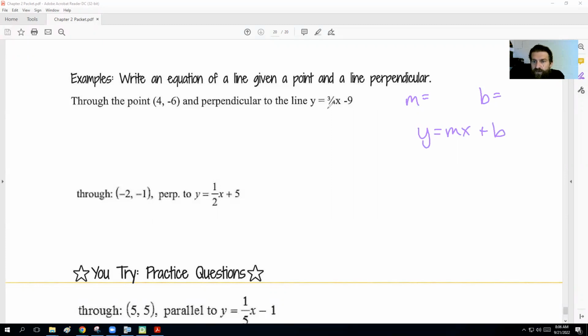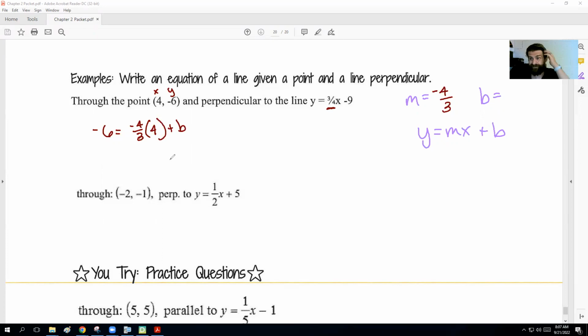All right, so if we want it to be perpendicular to this line, if the slope is 3 over 4, we're going to flip it and change the sign. So our m is going to be negative 4 over 3. We still don't know the b, so we're going to use our x and y to solve for b. So y is negative 6, our m is negative 4 over 3, and our x is 4.